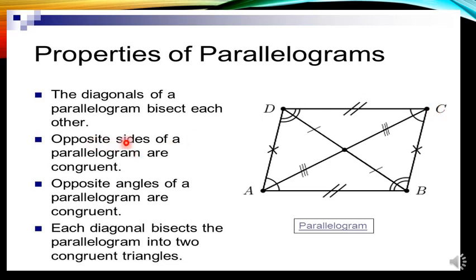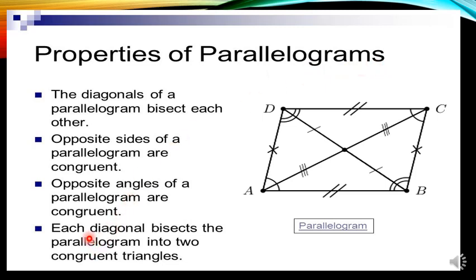Coming to the second one, opposite sides of a parallelogram are congruent. What do you mean by congruent? Congruent means exactly the same. That means they are equal. So if you take CD as the side, opposite to that is AB. The opposite sides are equal and parallel also. So DC is parallel and equal to AB. Similarly, AD is parallel and equal to BC. Since opposite sides are parallel and equal to each other, it is named a parallelogram.